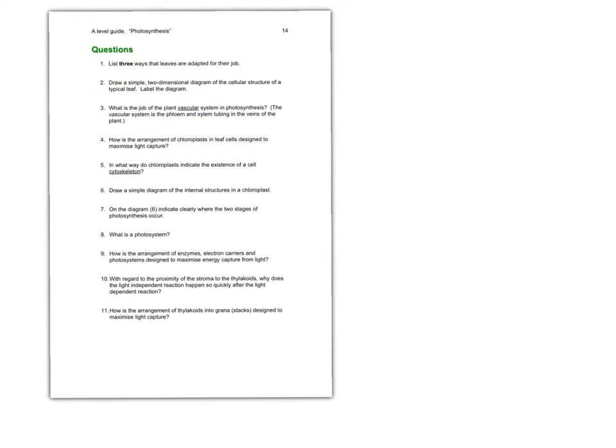Is it happening in the stroma? Is it happening in the intermembrane space? Is it happening in the thylakoids? Where is it happening?